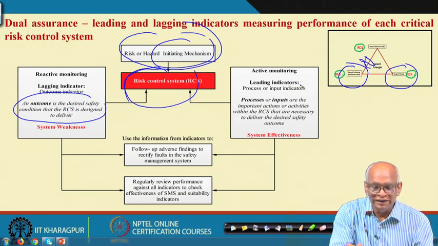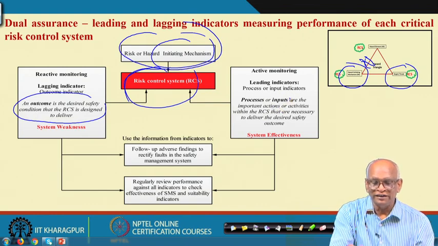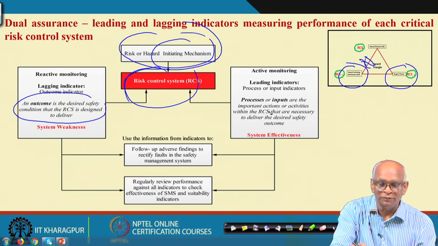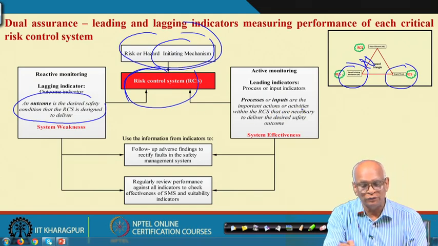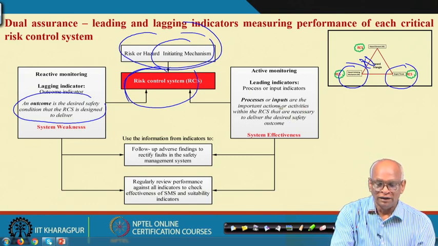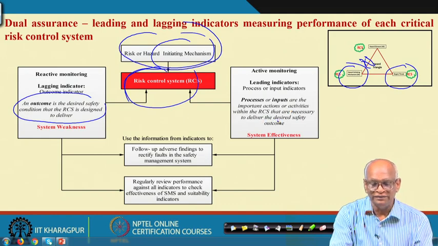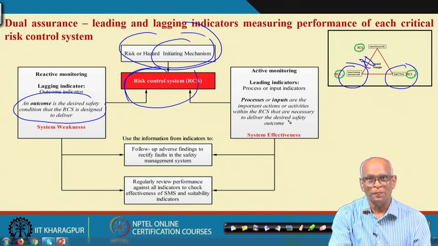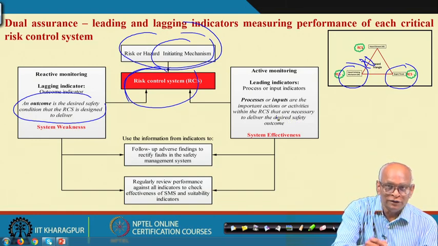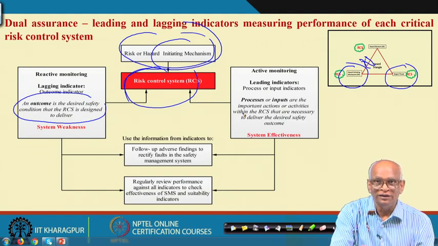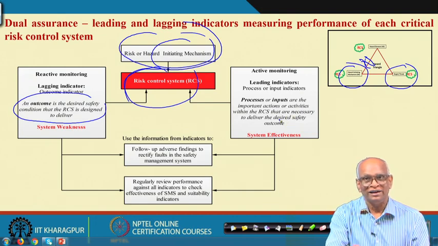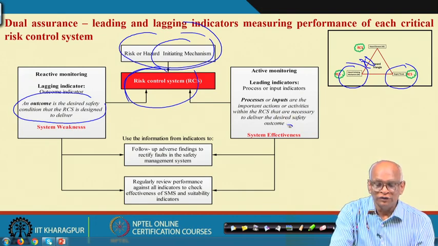Similarly, the leading indicators are the process or input indicators. So, by putting this risk control system, you see whether the system effectiveness is working or not. The processes or inputs are the important actions or activities within the RCS that are necessary to deliver the desired safety outcome. So, whether this risk control system is happening or not, we see through the processes and inputs. Beforehand, we will come to know the system effectiveness.